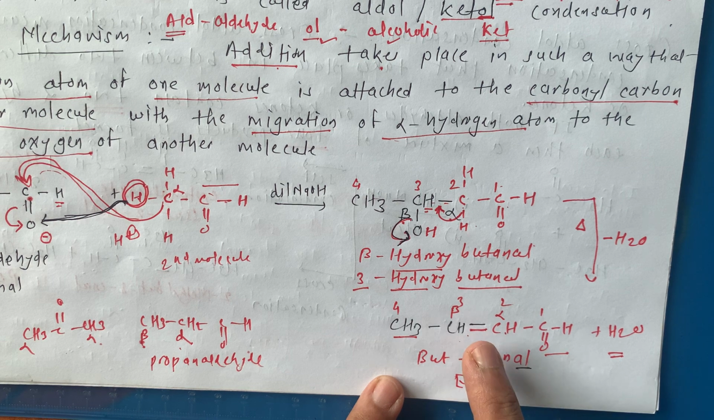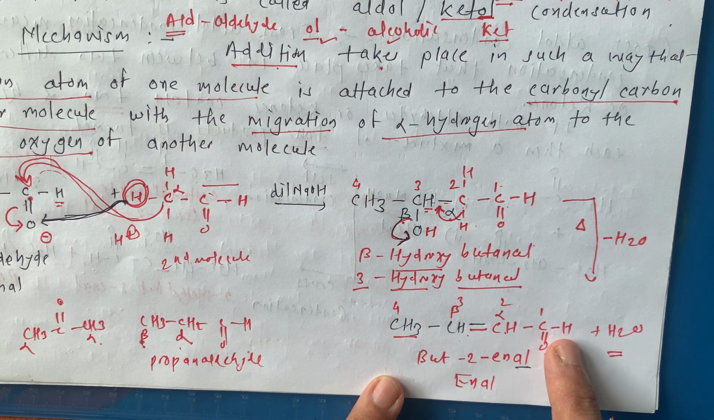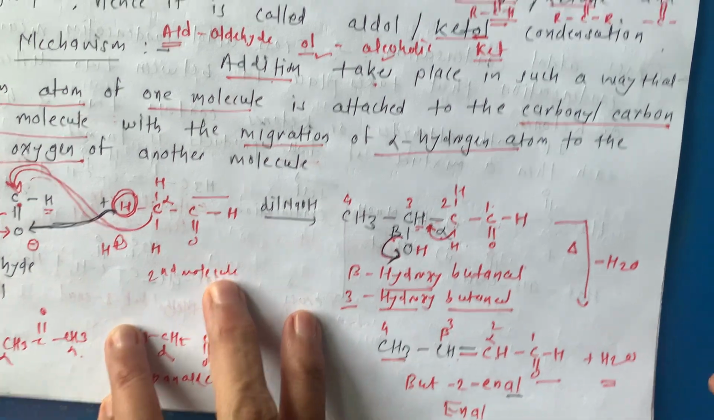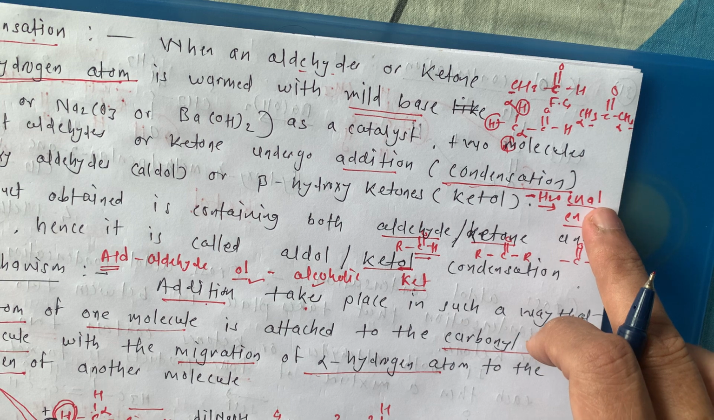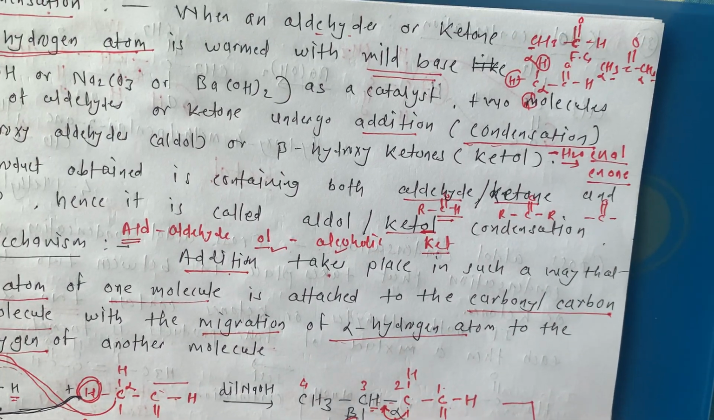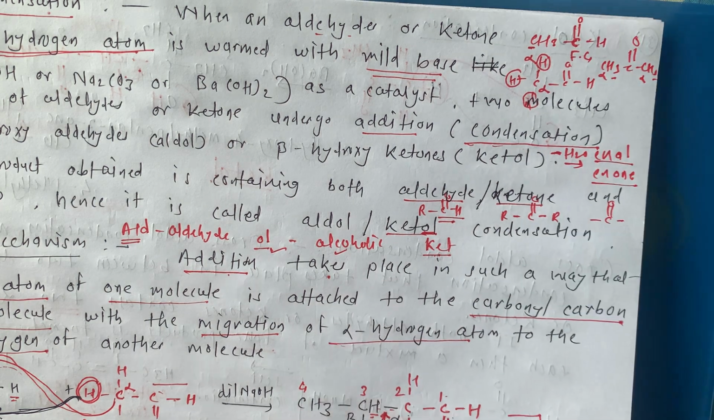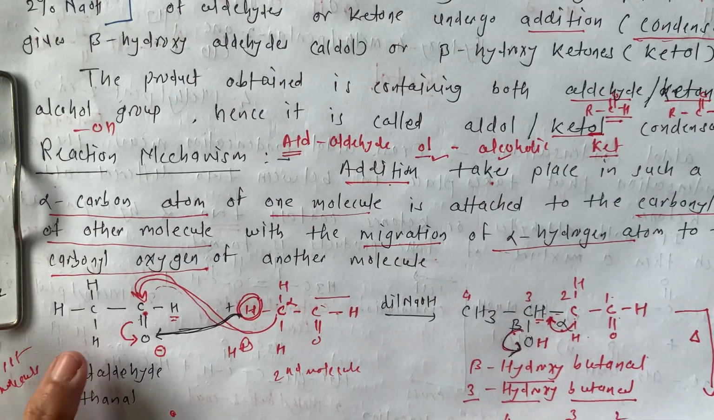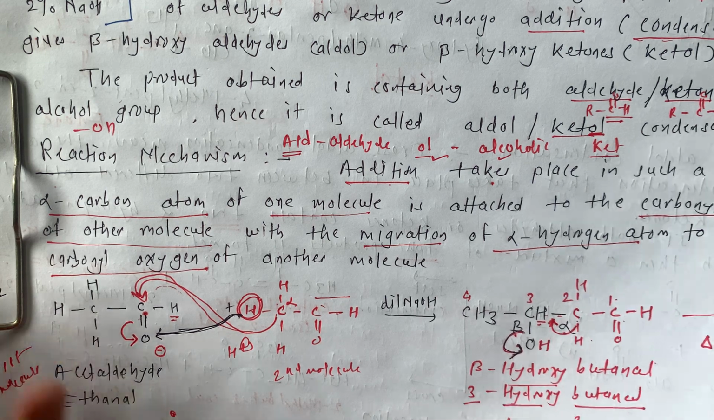En stands for double bond, Al stands for aldehyde. So this is nothing but enal, which I told you previously. En stands for double bond, Al for aldehyde. So next, we have considered aldehyde here.